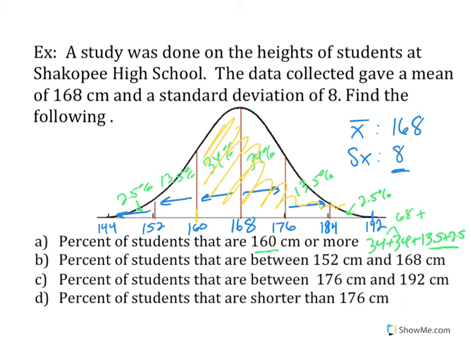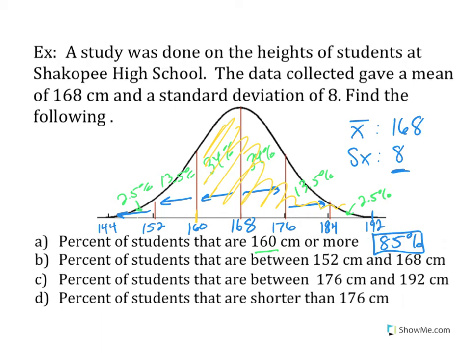13.5 plus 2.5 ends up being 17. And so if I add those together, I get a final answer of 85%. So if I total those percentages that are 160 or more, I get 85% exactly. So that's our answer for letter A.